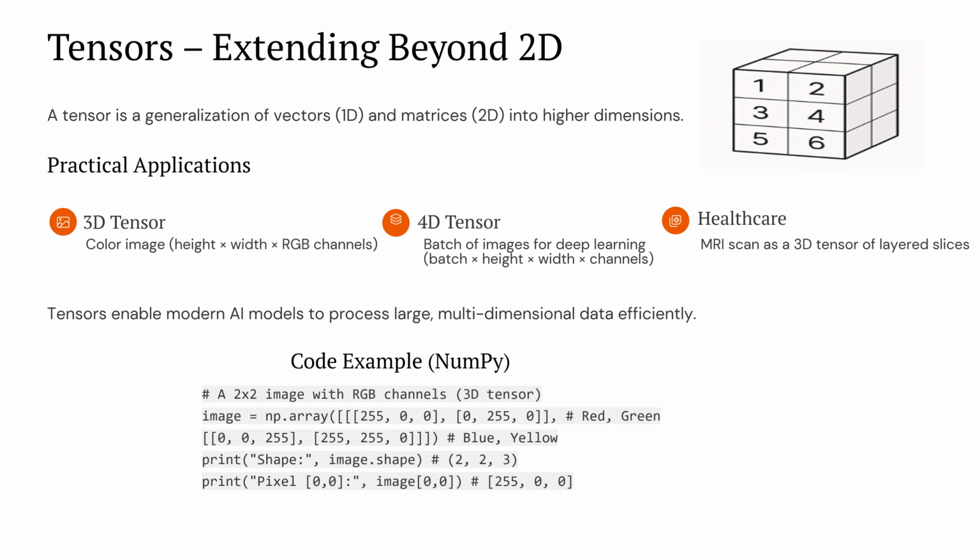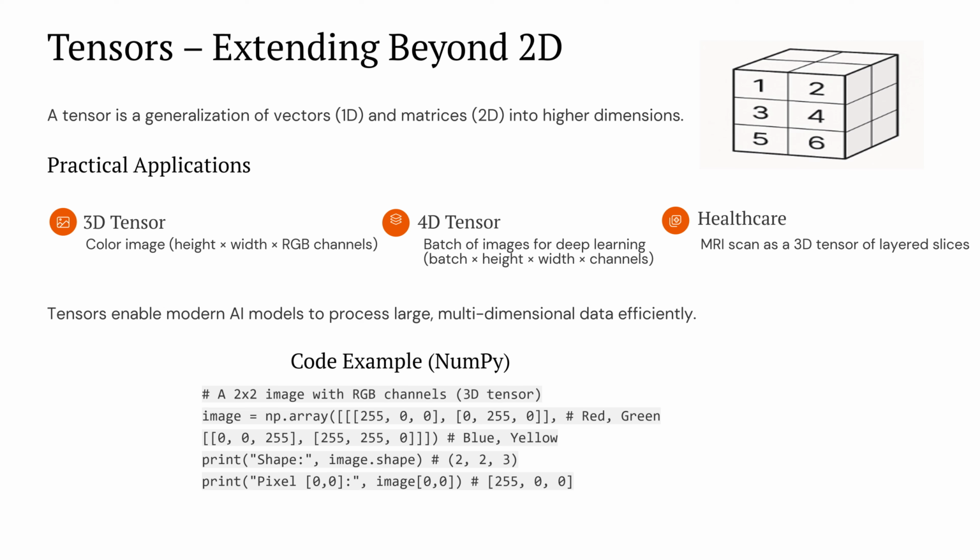A tensor is like a big brother of vectors and matrices. While vectors are one-dimensional and matrices are two-dimensional, tensors extend into higher dimensions. For example, a color image is a 3D tensor with height, width, and RGB channels. When we process a batch of images in deep learning, that becomes a 4D tensor. And in healthcare, an MRI scan can be seen as a 3D tensor made of layer slices.